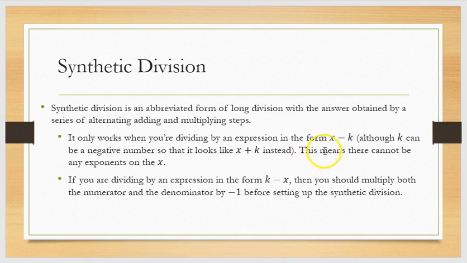Also be aware that if the signs are flipped, so if they have k minus x, or if there's a negative in front of the x, then your first step should actually be to multiply everything in the numerator and the denominator by -1 first, and that'll flip all the signs. You're allowed to do that because if you multiply both the top and the bottom by -1, then technically you're not changing the value of the fraction. -1 divided by -1 is 1, so we're just changing its form, not its value. And then you can set up the synthetic division from there. So keep an eye out for there being a negative sign in front of the x, especially if they flip the order and wrote k minus x instead of x minus k.